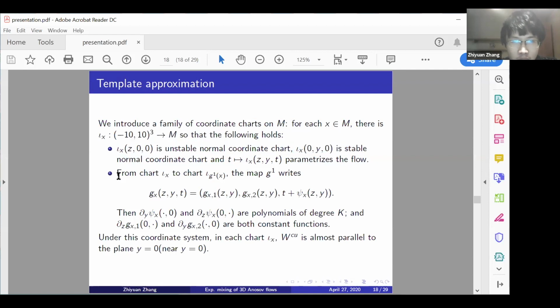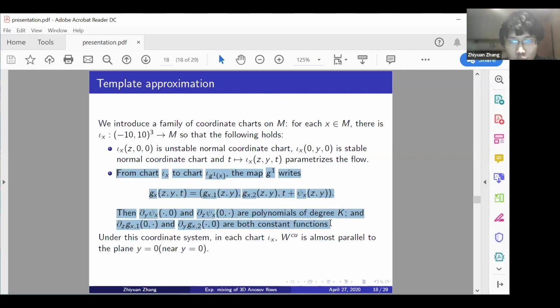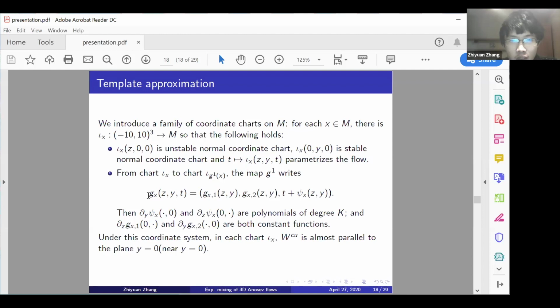Okay. But then this is the main thing. It's the transformation between charts. So we said that this transformation, without any additional assumption, you can always assume that it takes this form, simply because it is a flow chart. Then these are polynomials of degree k. These are polynomials of degree k. And these are both constant functions.